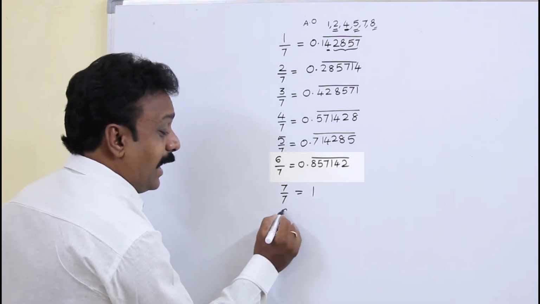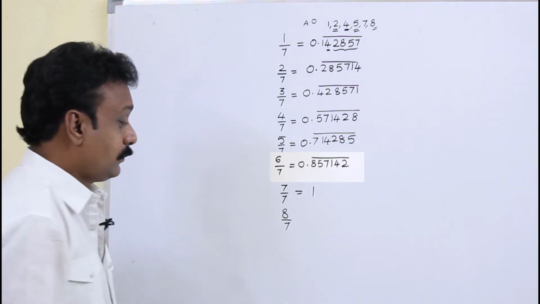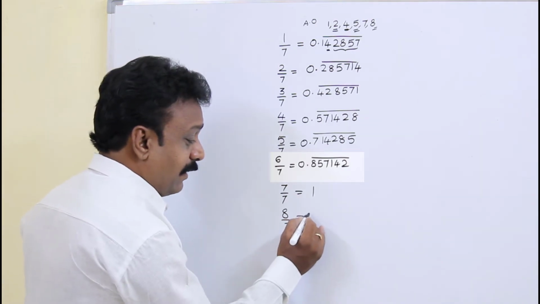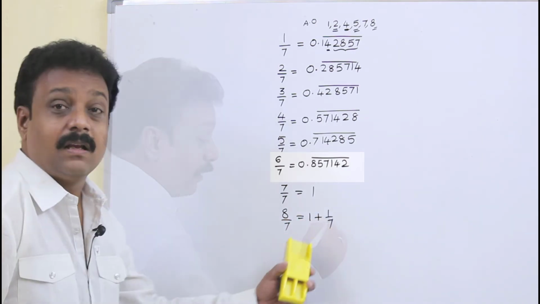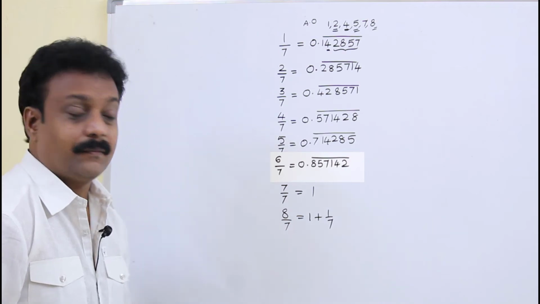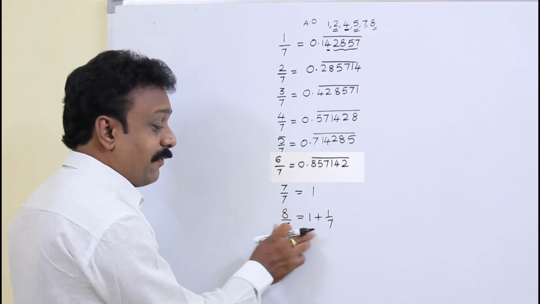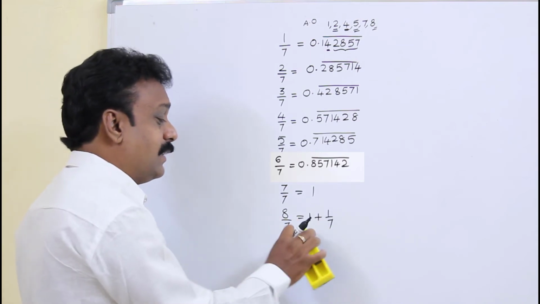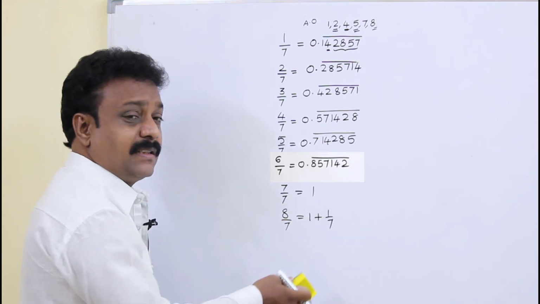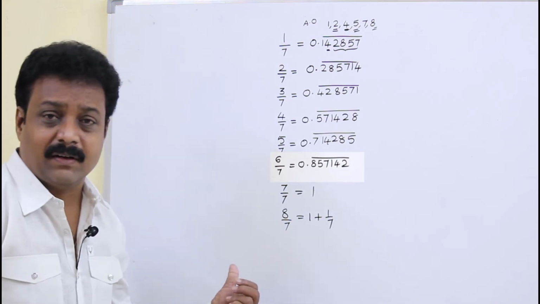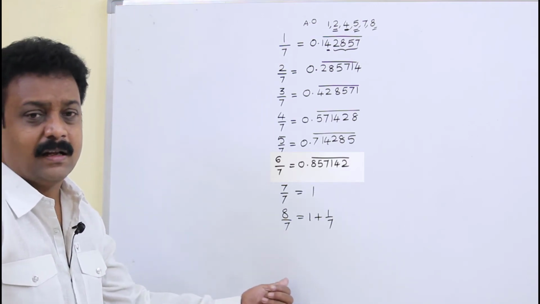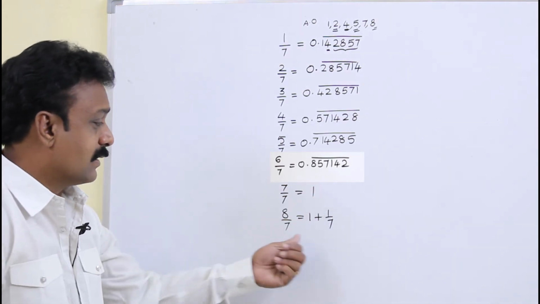Now let us see 8 by 7. How can we write 8 by 7? We can write 8 by 7 as 1 plus 1 by 7. So this is a mixed fraction. This is an improper fraction. If we remove this plus, we get 1 by 7. That is a mixed fraction, whereas 8 by 7 is an improper fraction. We can write an improper fraction as a mixed fraction, so we can easily answer this.